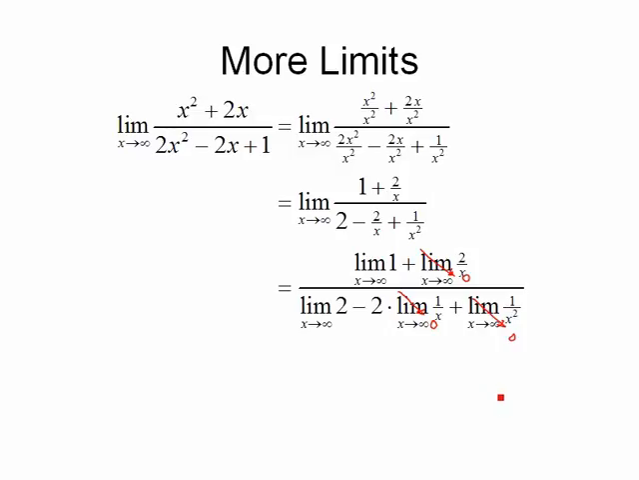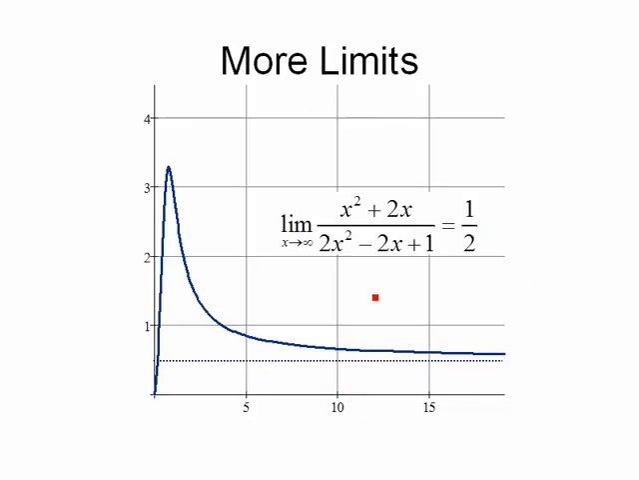So what we're going to be left with is 1 plus 0 on top, and on the bottom, 2 minus 2 times 0 plus 0. That's just 1/2. If we were to look at this graph, what we would see as we move farther and farther to the right, we're getting closer and closer to 1/2.